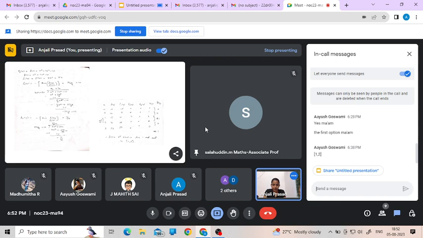Do the division carefully and find the values of all the f values. Once done, let me know, or if you have doubt, tell me.